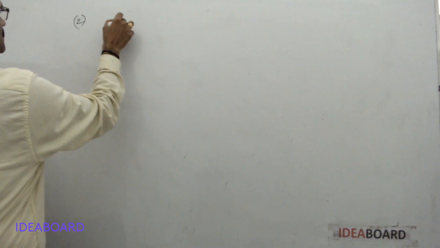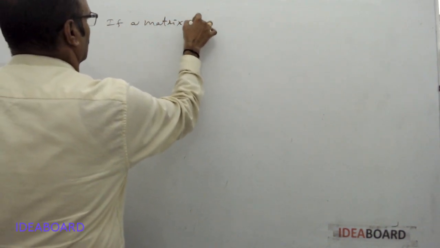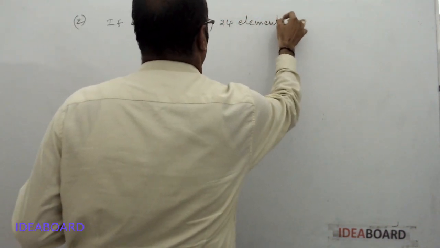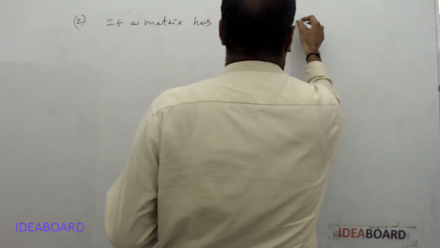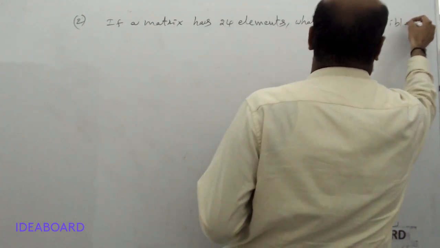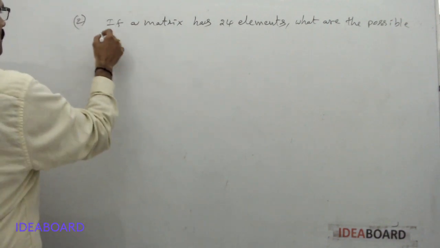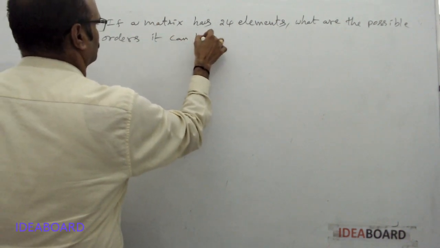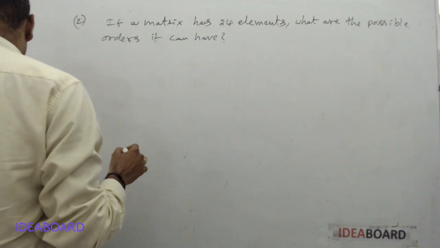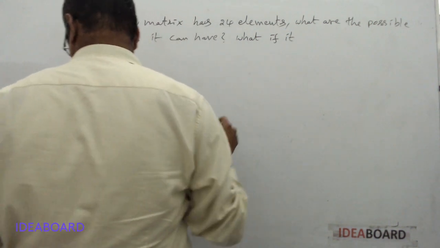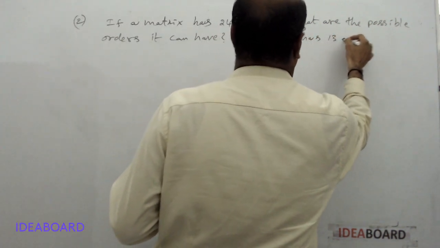Second problem. If a matrix has 24 elements, what are the possible orders it can have? What if it has 13 elements?